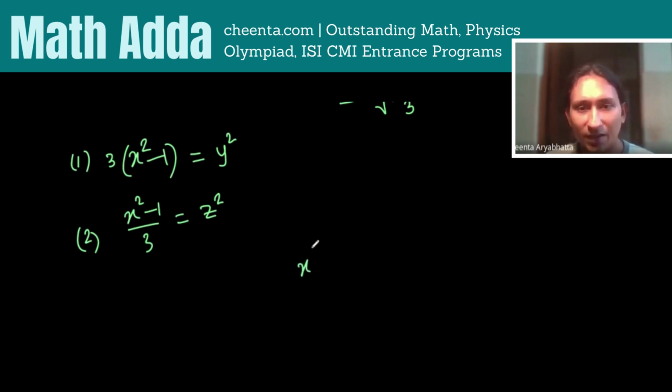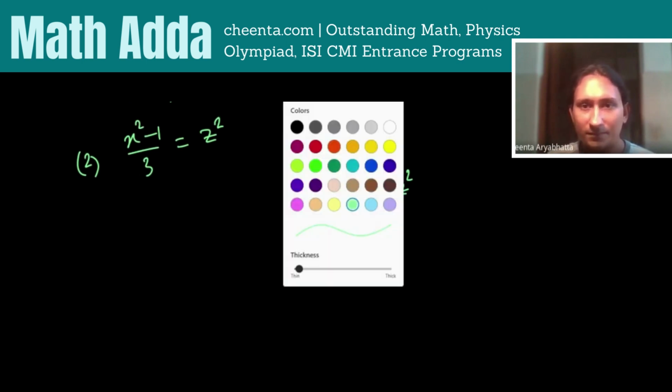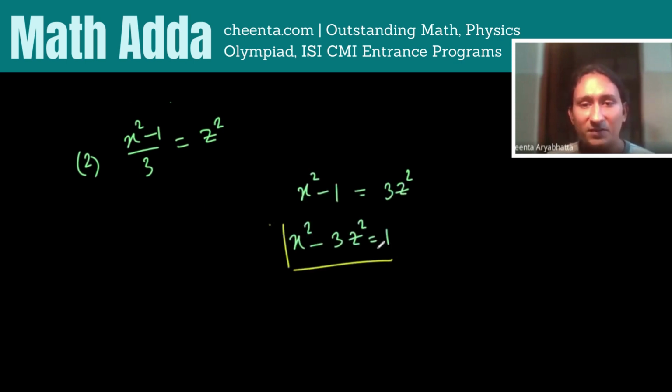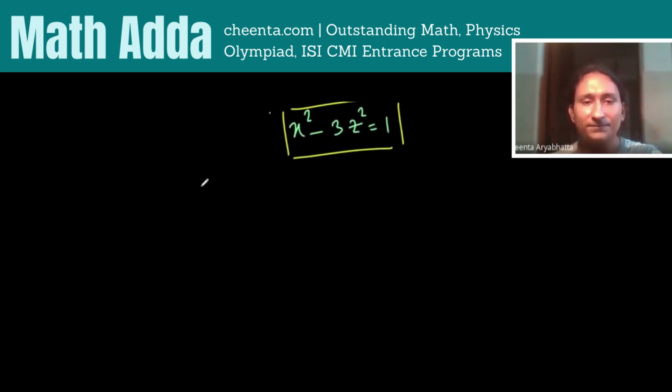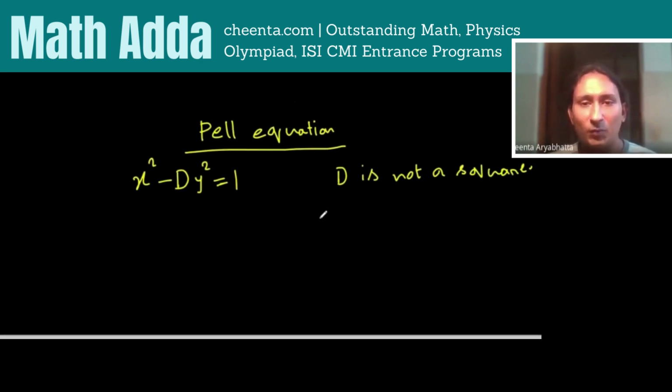So we need to solve x squared minus 1 equal to 3z squared, which is the same as x squared minus 3z squared equal to 1. Now, this happens to be a very famous equation in all of number theory. It's called a Pell equation. A Pell equation is an equation of the form x squared minus D y squared equal to 1, where D is not a square and x and y are positive integers.